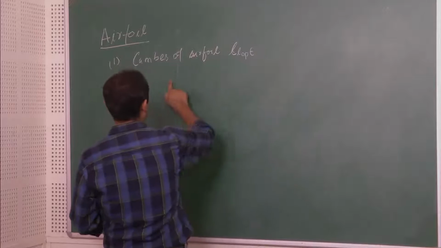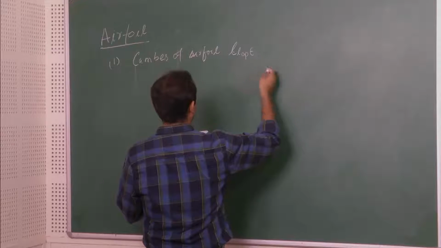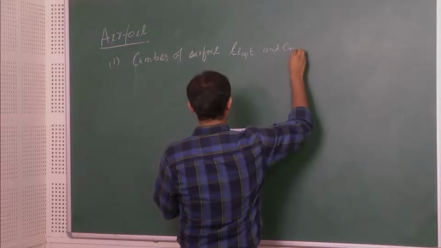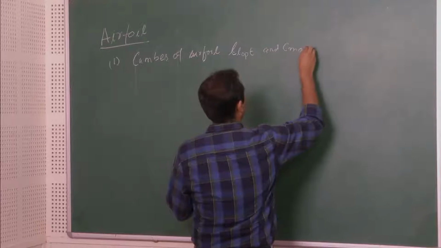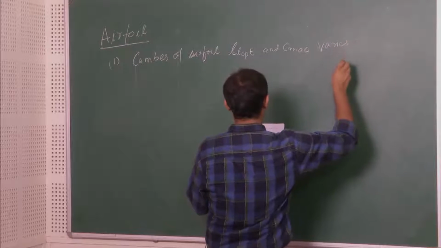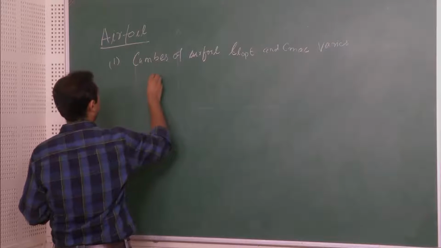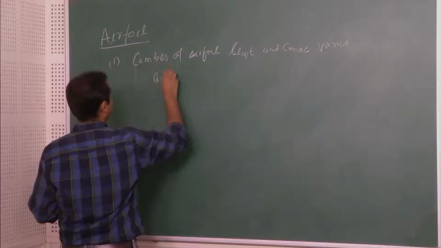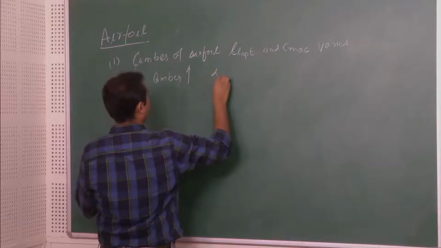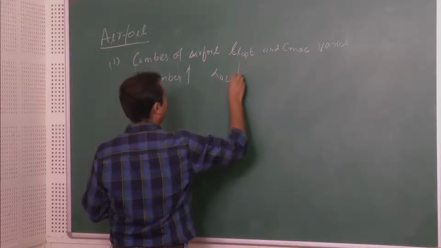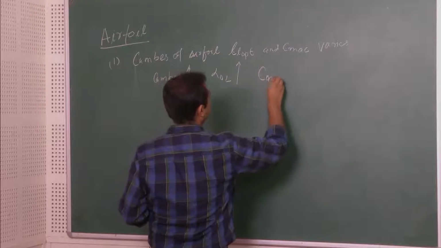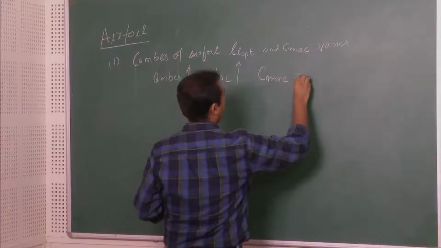With camber of an airfoil, CL optimum and CMAC vary. That is, with increase of camber, your angle of attack at zero lift increases, and CMAC will be more negative.